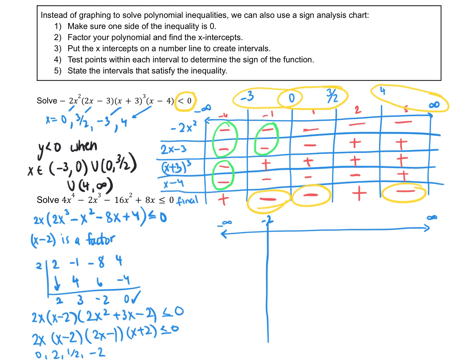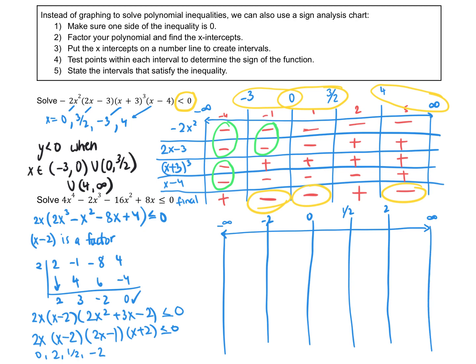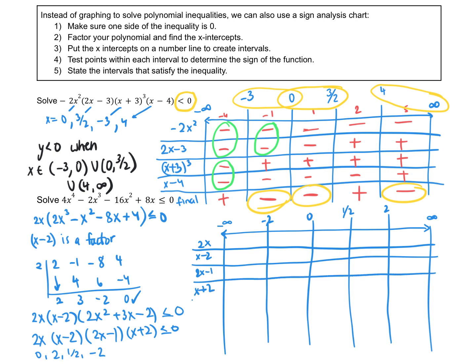-2, 0, 1/2, and +2. And my factors, 2x, x minus 2, 2x minus 1, x plus 2, and the overall or final. Okay, pick some test values. So I'm going to use -3, -1, 0.1, let's say, 1, and 3. That's what I'm going to test.